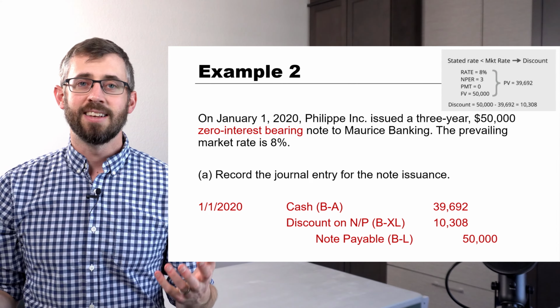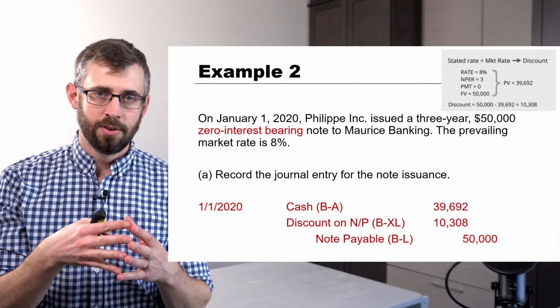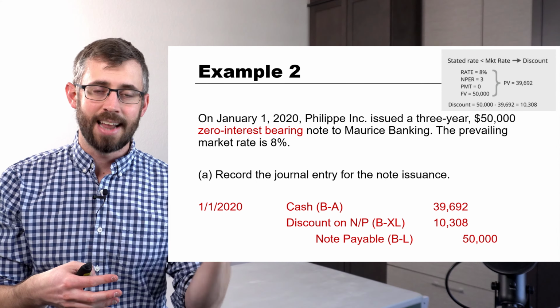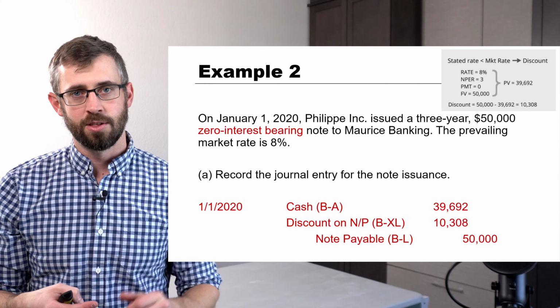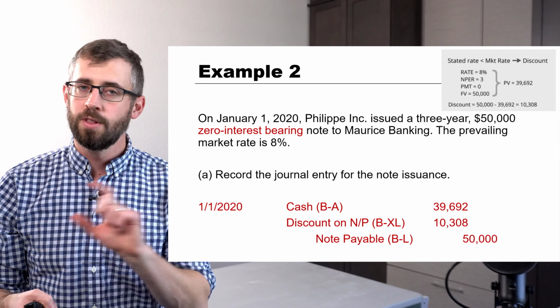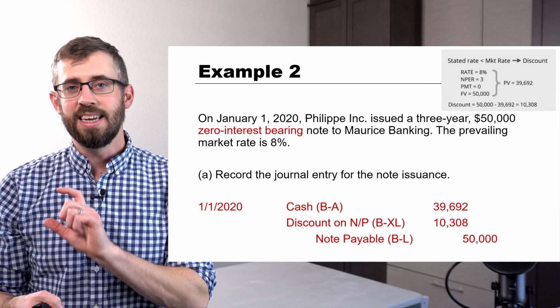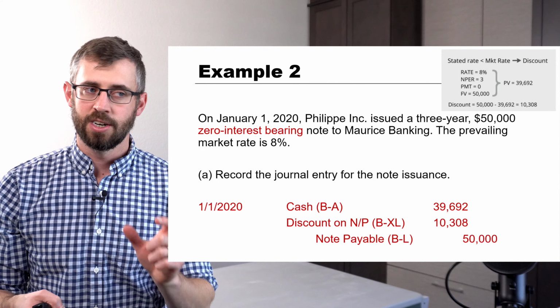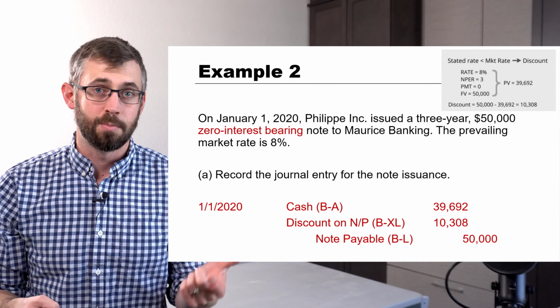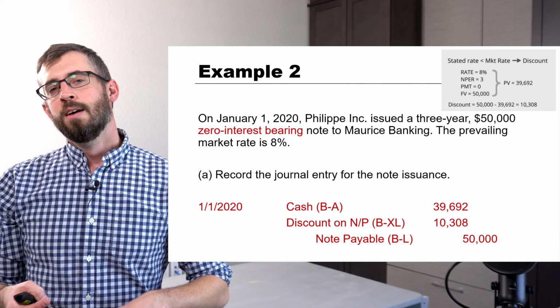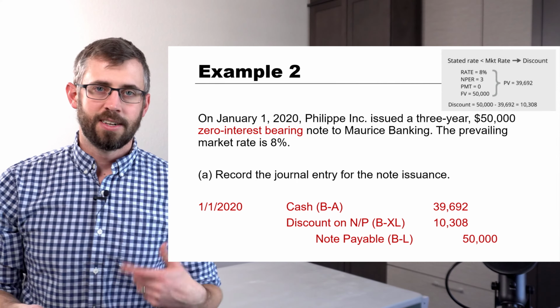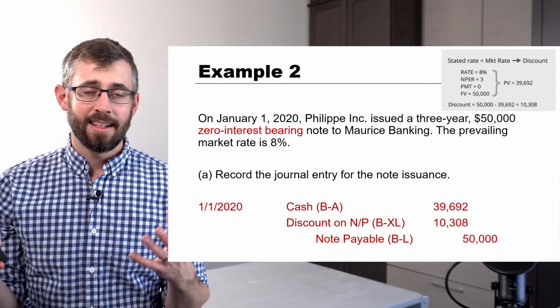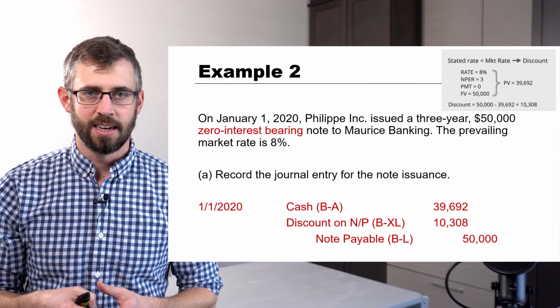And so in this case, if I need to bring my liability down to $39,692, I need to debit my liability for $10,308, and that number only comes from kind of the need to get my liability down to the $39,692. So you kind of end up plugging that number. And so I'm going to debit my discount for $10,308. So my net liability is $39,692.